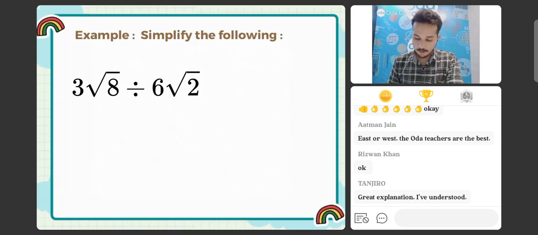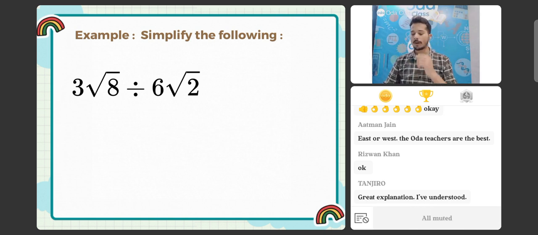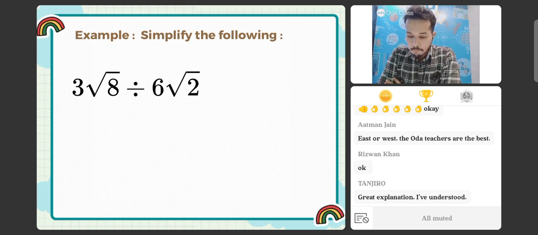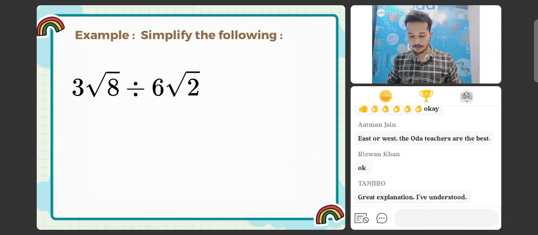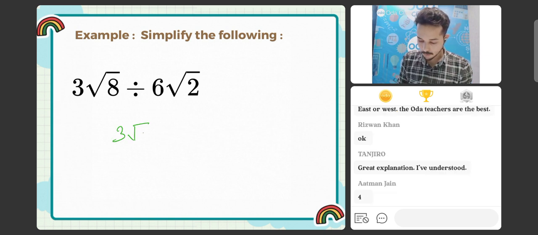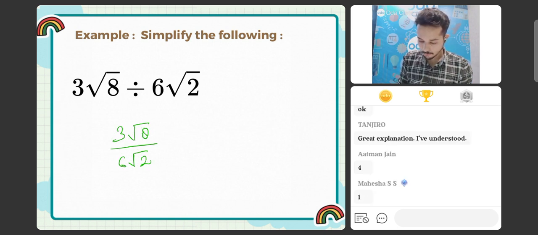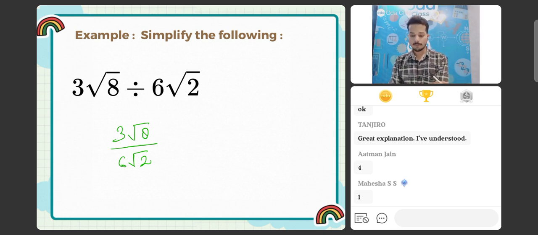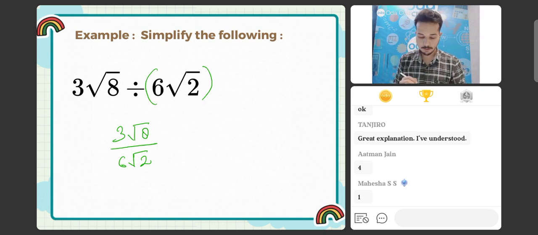Division. 3 root 8 divided by 6 root 2. What is the answer? Students, can I write this problem like this? 3 root 8 upon 6 root 2. Can I write this problem like this, everyone? Students, there is a bracket for division here, okay?